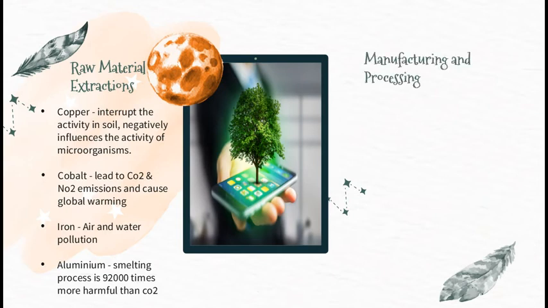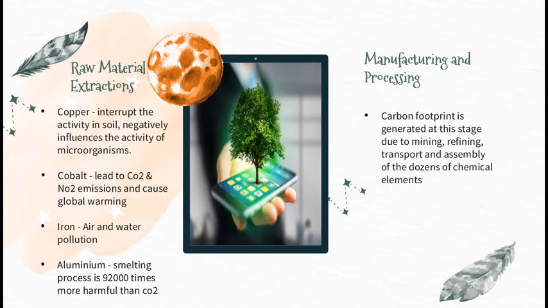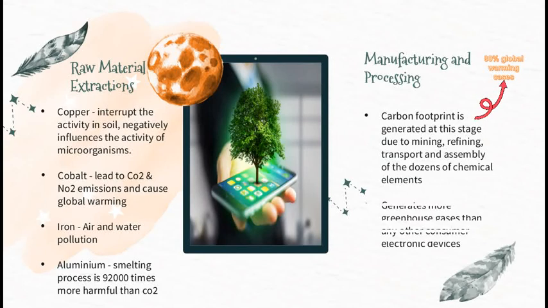The manufacturing and processing step also gives impact to the environment. Carbon footprint is generated at this stage due to mining, refining, transport and assembly of the dozens of chemical elements, and it has contributed over 80% of the global warming cases. Smartphones also generate more greenhouse gases than any other consumer electronic devices during this process, and it is very harmful to the environment.